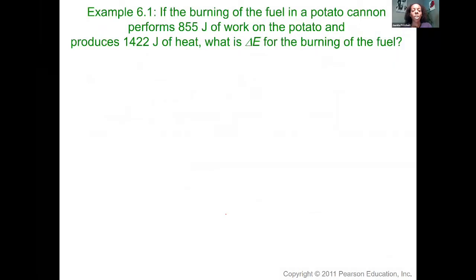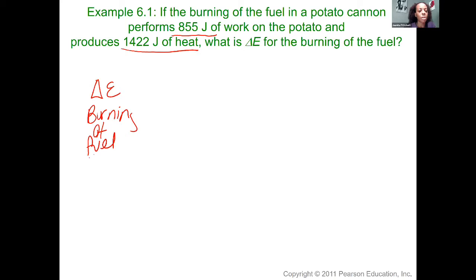All right, so let's put all that together. In this question, it says if the burning of the fuel in a potato cannon performs 855 joules of work on the potato and produces 1422 joules of heat, what is the delta E, the energy, for burning of the fuel? So in this case, we have to think about, okay, what's the system? The thing we're studying is the burning of the fuel. That's our process, so the delta E is for the burning of the fuel.